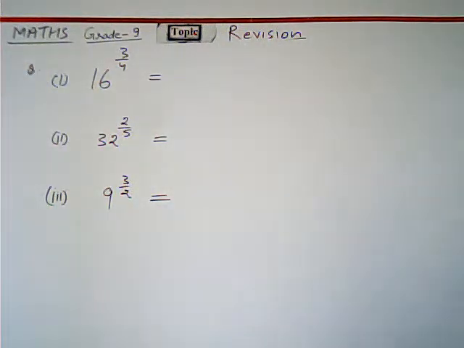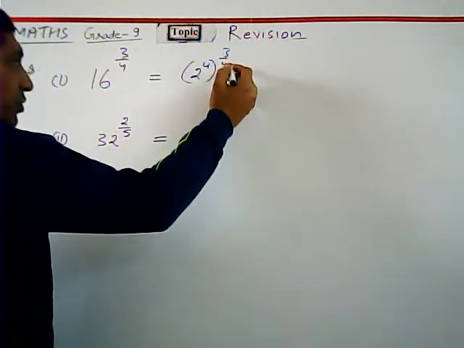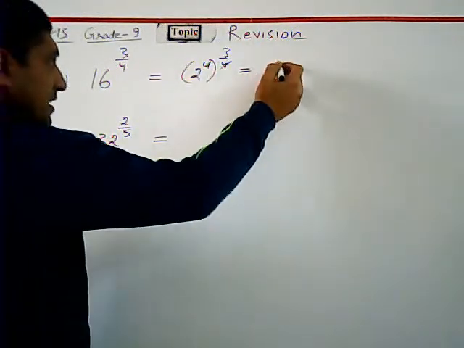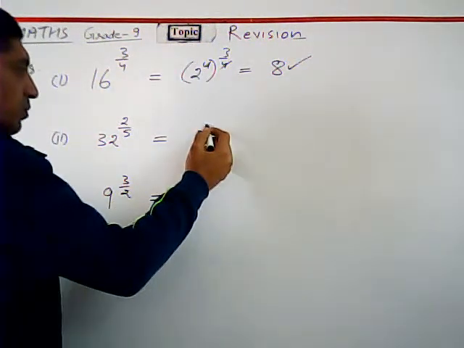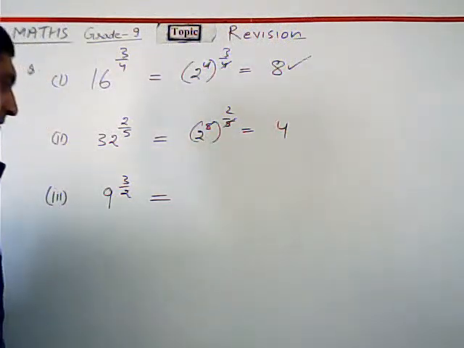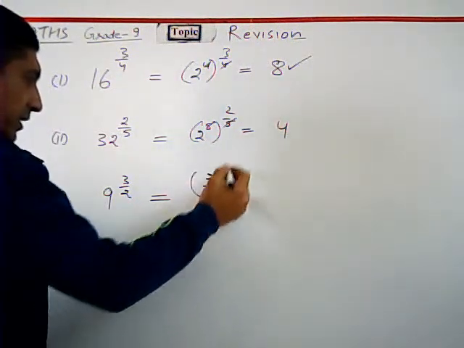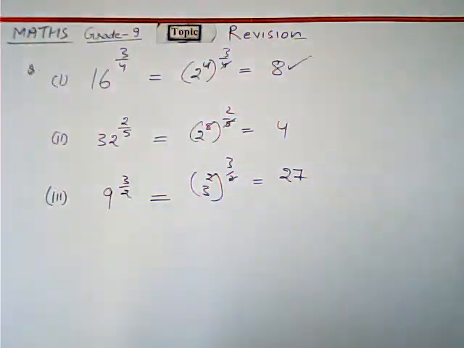Here the first is 8. Okay, question number 4. See here, we write 2 raised to power 4, raised to power 3 by 4. So 4 and 4 cancel. 2 raised to power 3 is 8. Same here, 2 raised to power 5 into 2 by 5, so 5 with 5 cancel, so 4 is the right answer. And the same with 3 square raised to 3 by 2, so 3 raised to power 3 is 27. Okay, so this is about this question.